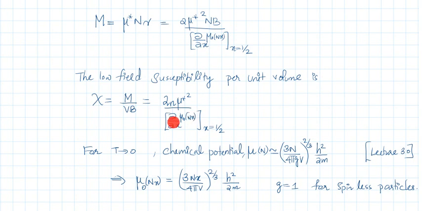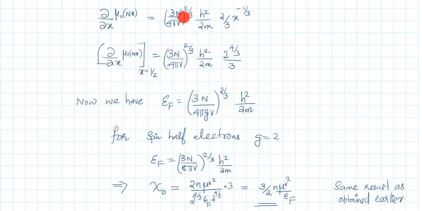Take the derivative with respect to x and put x equal to half. If you take the derivative with respect to x, you will get this quantity. And by substituting x equal to half, this is 3n by 4 pi v raised to 2 by 3 h square by 2m into 2 raised to 4 by 3 divided by 3. Also Fermi energy is 3n by 4 pi gv raised to 2 by 3 into h square by 2m.